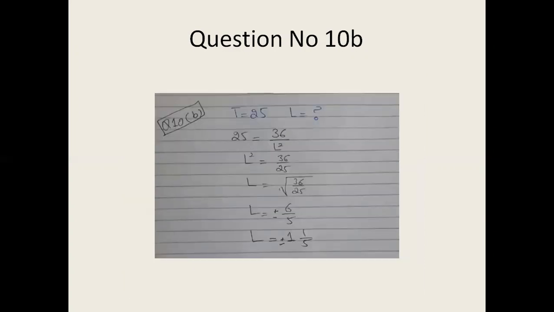Now the question B part is: when T is 25, what's the value of L? So T is 25, K is 36, and L is the unknown. I will take the L squared to the other side, and 25 will come downstairs. So you will have L squared equals 36 by 25. So L equals, we'll take the square root on both sides, the square root of 36 by 25. So you will have 6 by 5, which will be plus or minus 1 whole 1 by 5. That is question number 10.